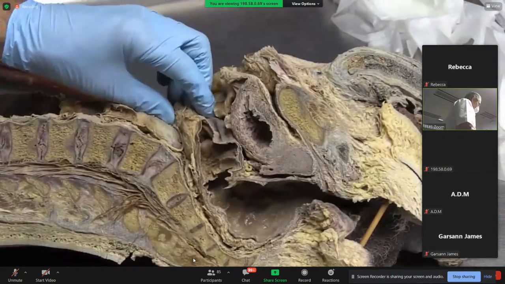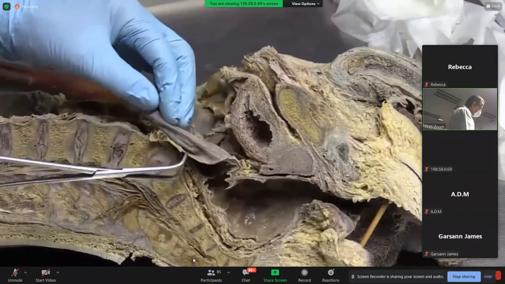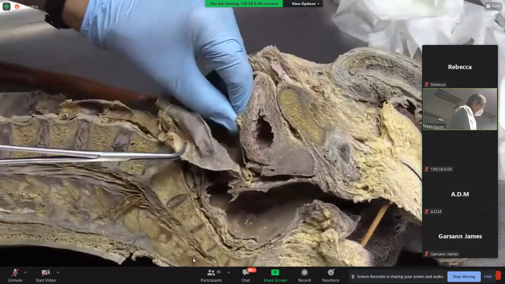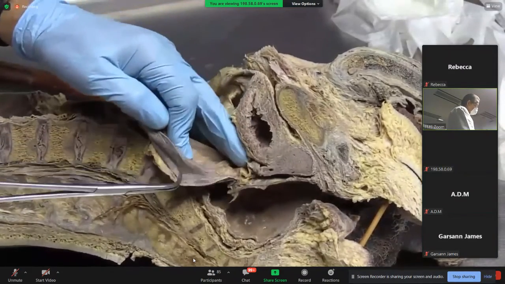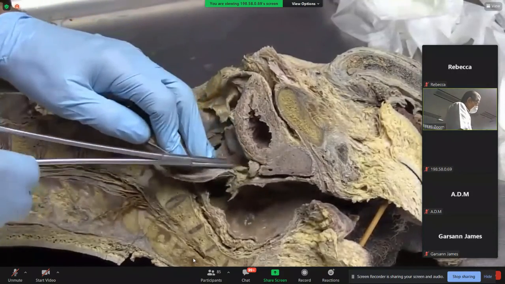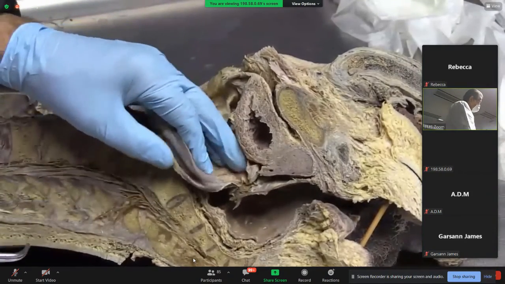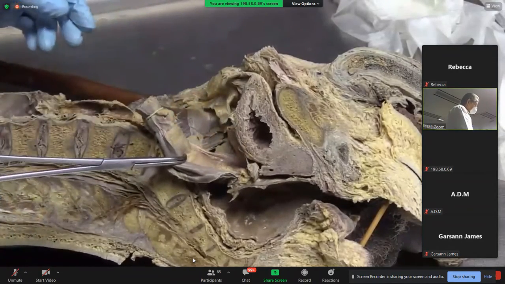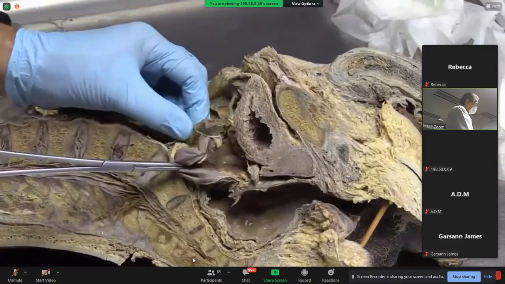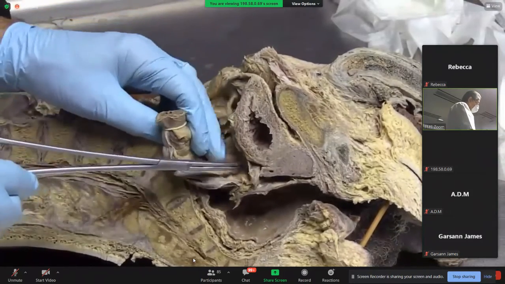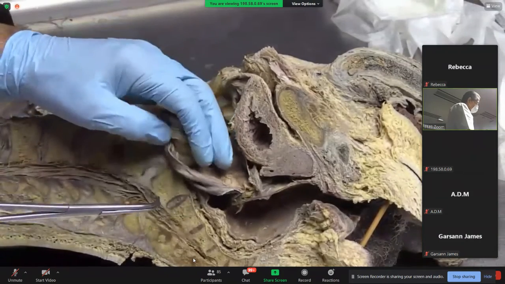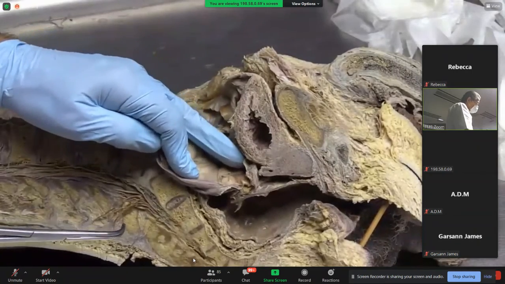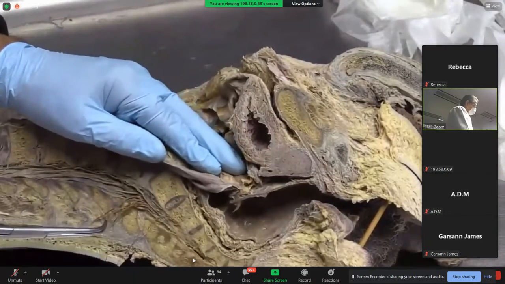Okay, so in the male, pretty easy, right? The upper two-thirds, right here, is the rectovesical pouch. So what's going to happen? The sigmoid colon will lie down in there, and then you can even have jejunum and ileum sit in there. So that's the rectovesical pouch.